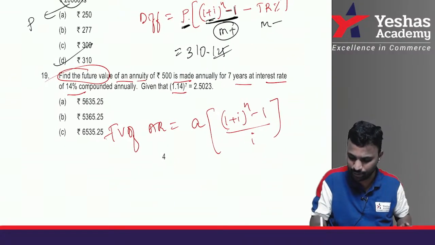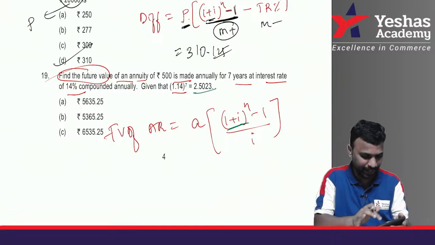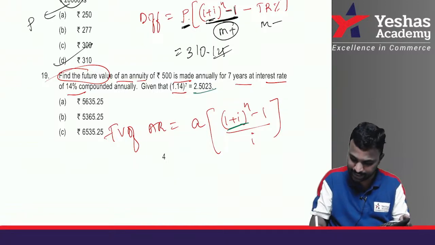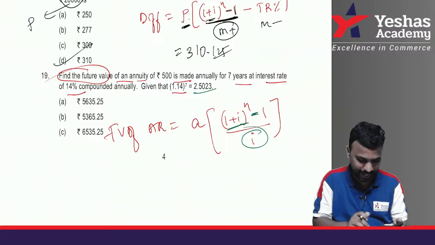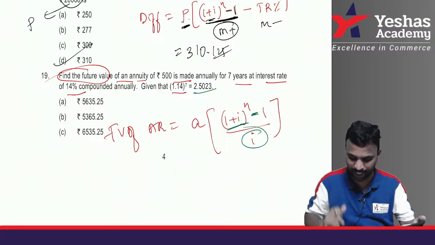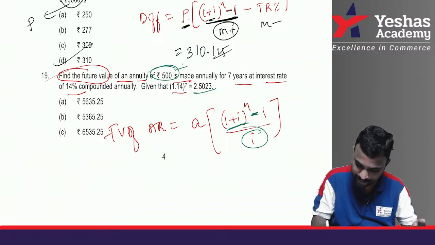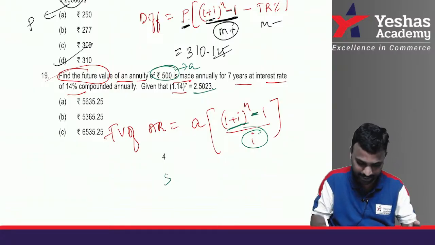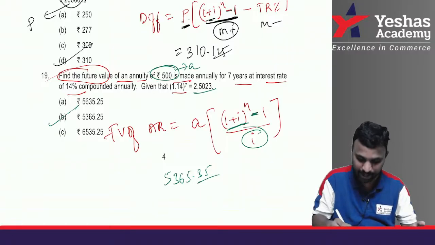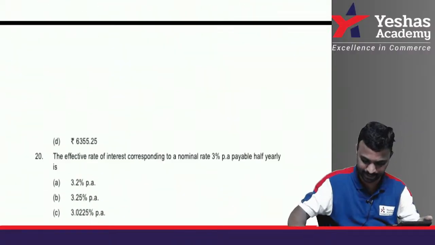So you need not find 1 plus I whole power n value. They have given off how much it is? 2.5023. Just that we have to do minus 1 divided by I. What is I value? 0.14 because 14% it is. Then multiply with A. What is A? Annuity is 500. Into 500 you do. You get the result 5365.35. So option B, 5365.25. So nearest answer is option B itself.